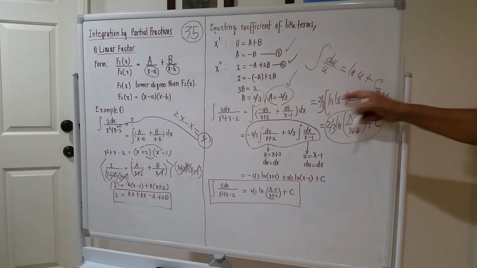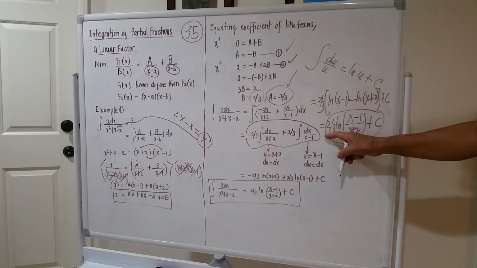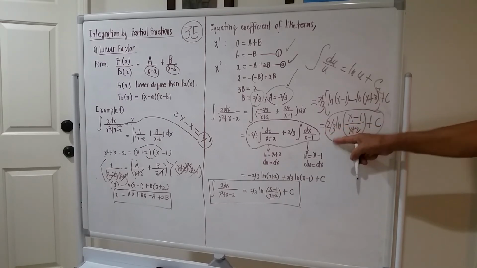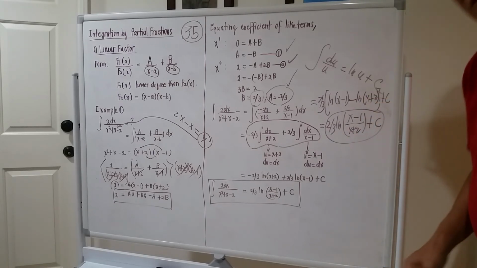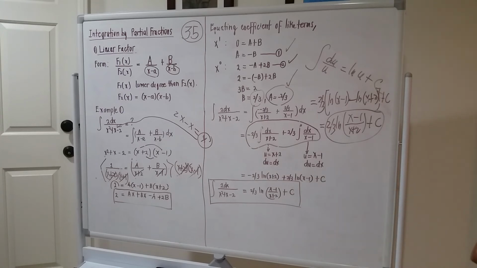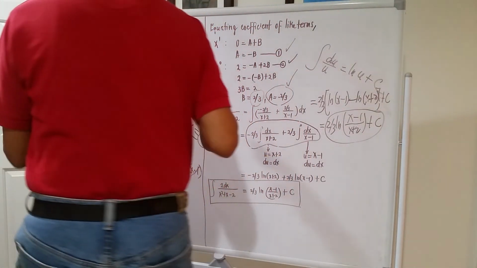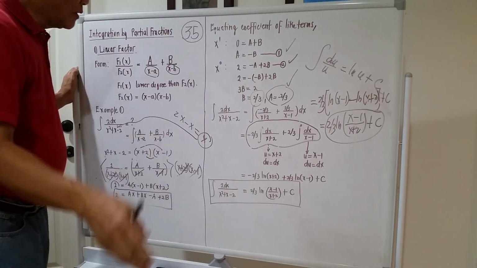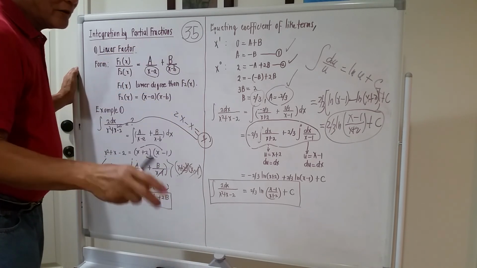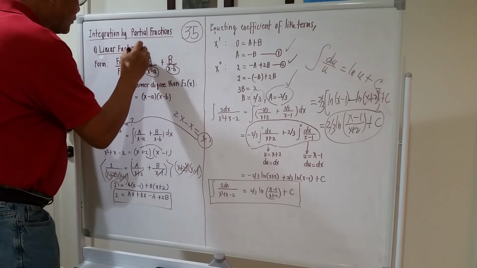This is the final answer. The logarithm of a difference is a logarithm of a quotient. The common coefficient is 2/3. Under one natural logarithm sign, quantity x minus 1 over x plus 2, that's it. That's integration by using partial fractions, under the variation where the given denominator contains only linear factors.